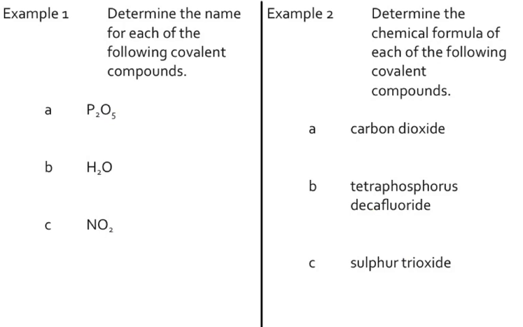So going between name and formula, if I give you in example 1 a P2O5, that means this compound is made of 2 phosphoruses and 5 oxygens, so we would name it as diphosphorus pentaoxide.